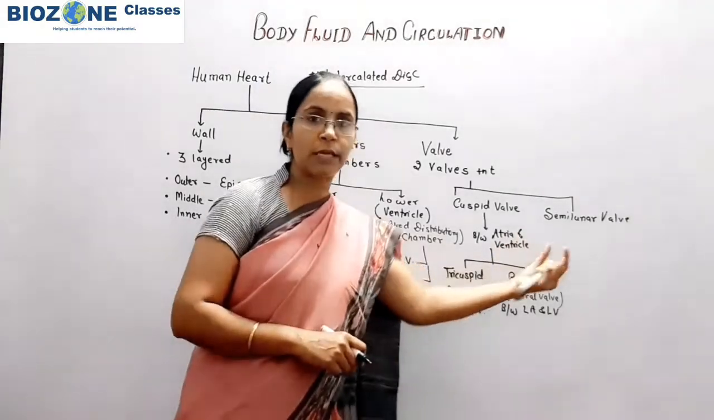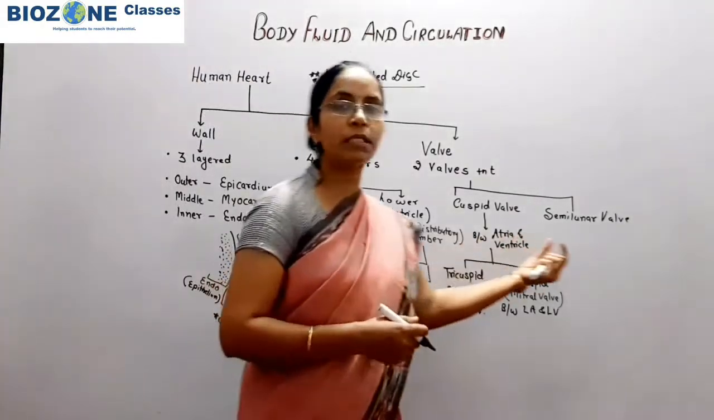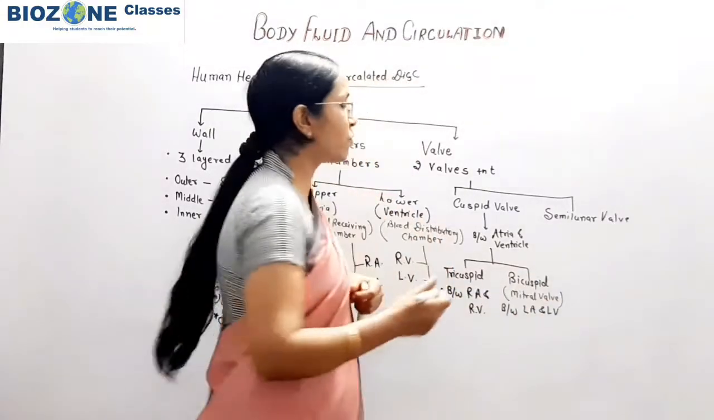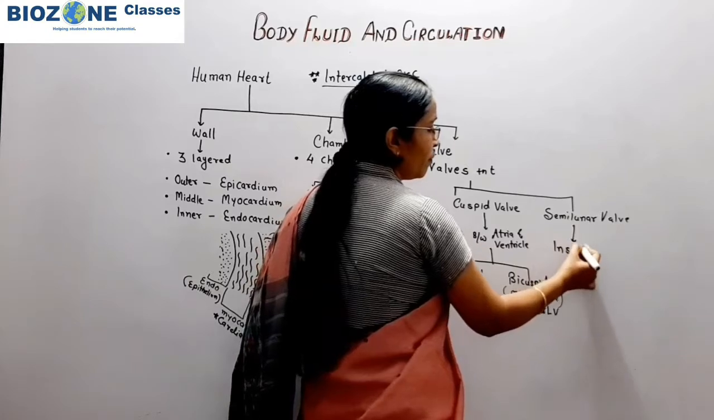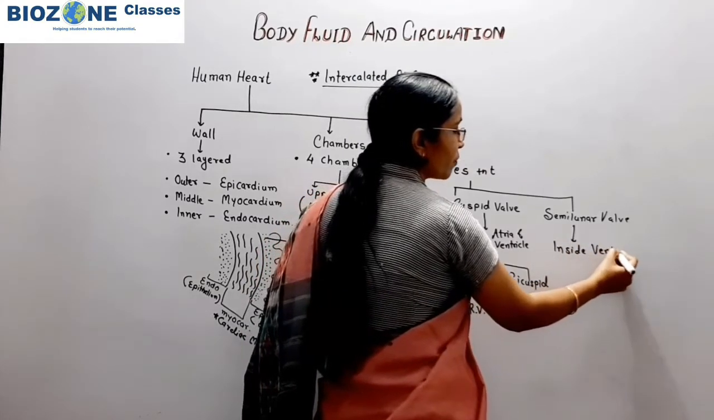Now we come towards the semilunar valve. Semilunar means half moon shaped valve. These valves, you remember, are present inside ventricles.